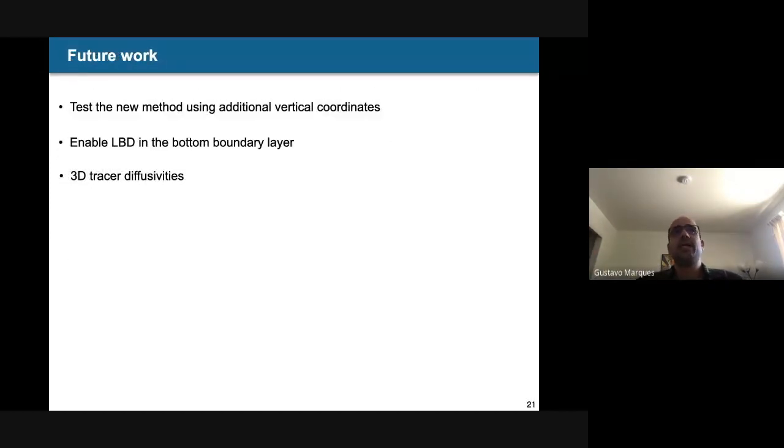First one is to test this new method using additional vertical coordinates. I've just shown Z star. I'm currently working to at least demonstrate that it works on additional vertical coordinates such as rho, hybrid, etc.